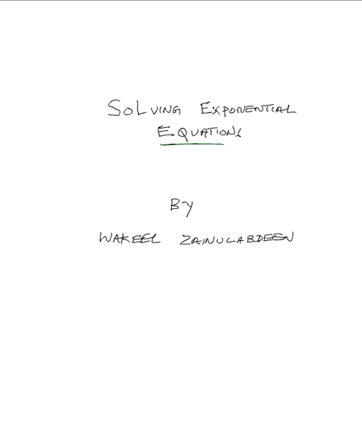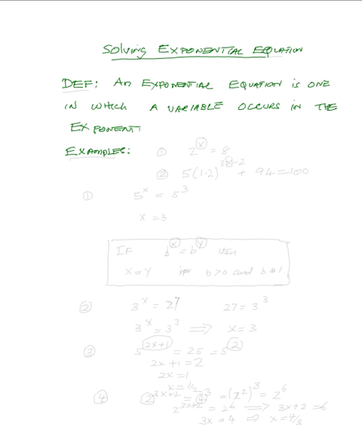In this discussion we will talk about solving exponential equations. So first of all, let us define what an exponential equation means. The definition is: an exponential equation is one in which a variable occurs in the exponent. Let me give you at least two examples to illustrate what an exponential equation means.